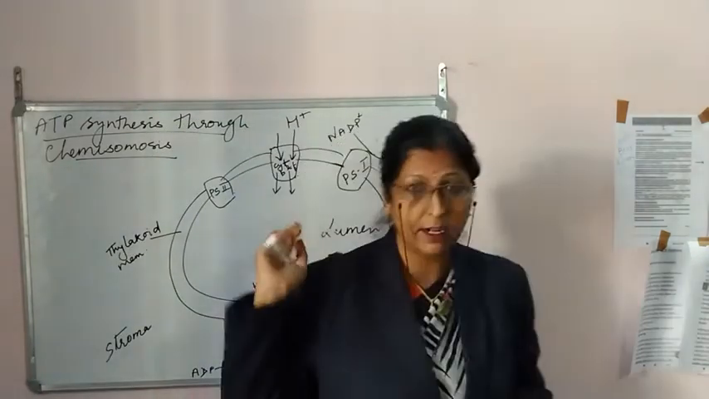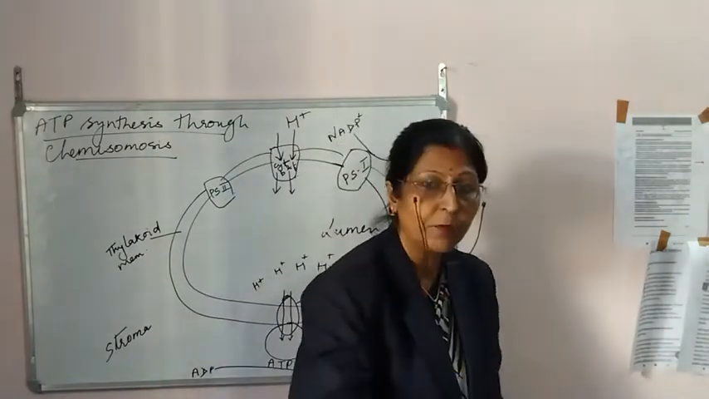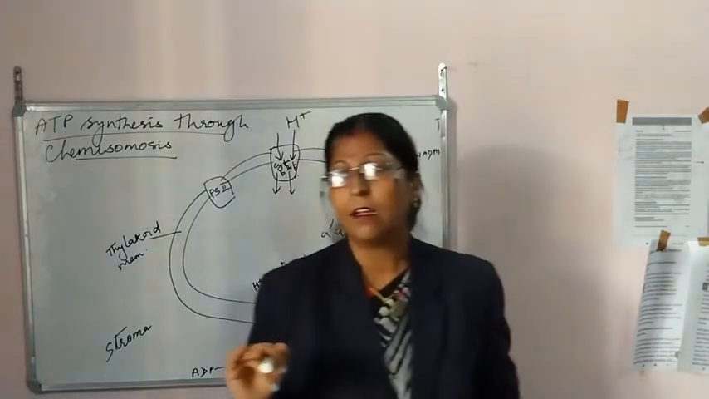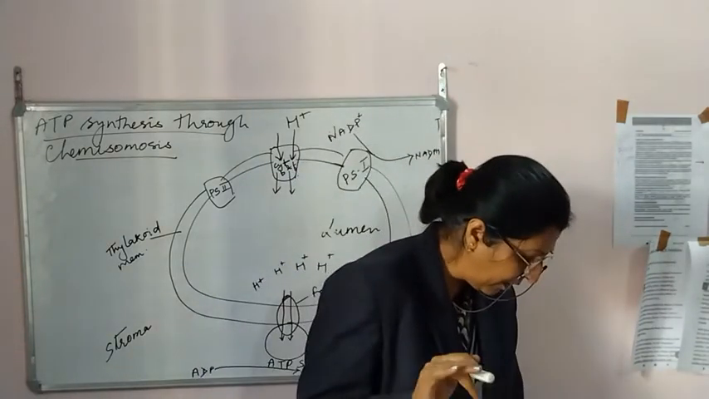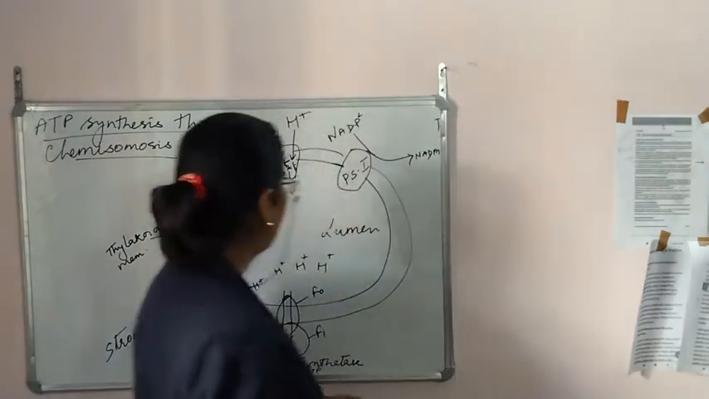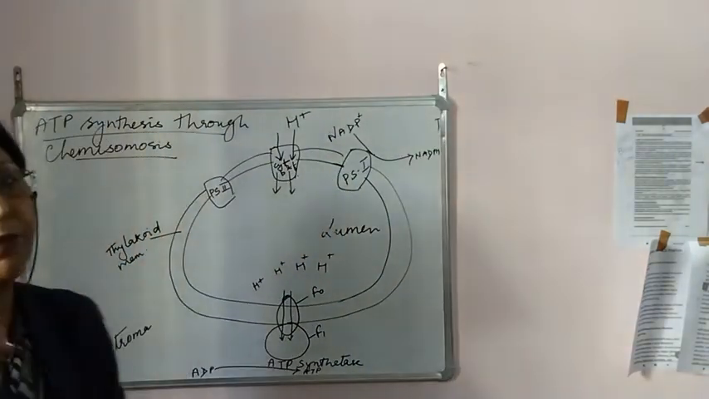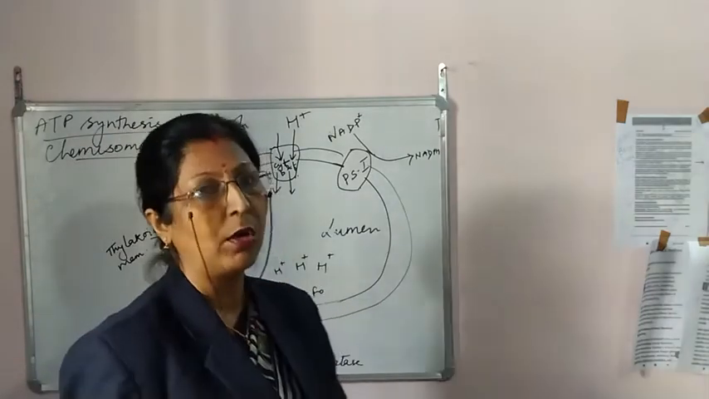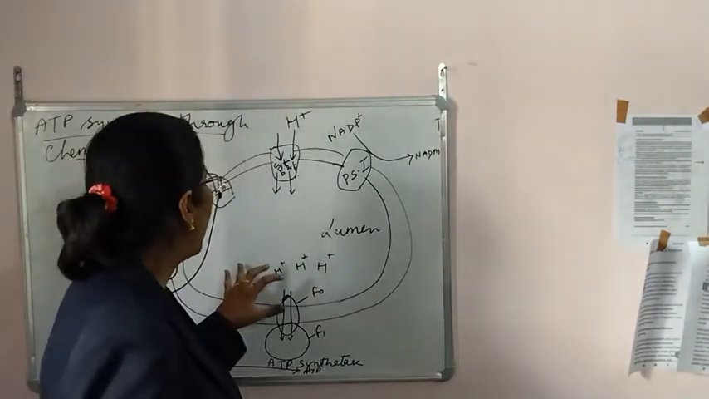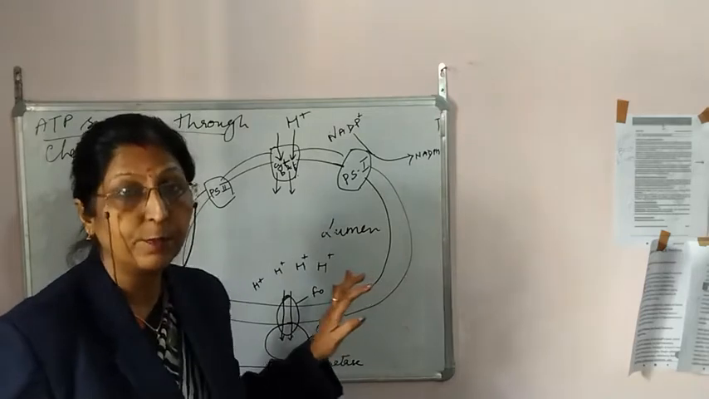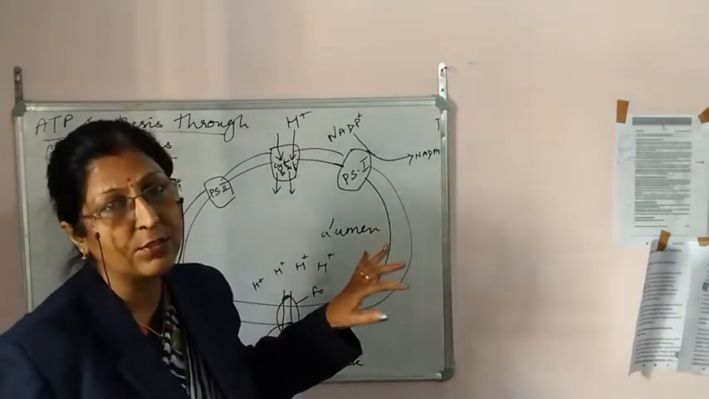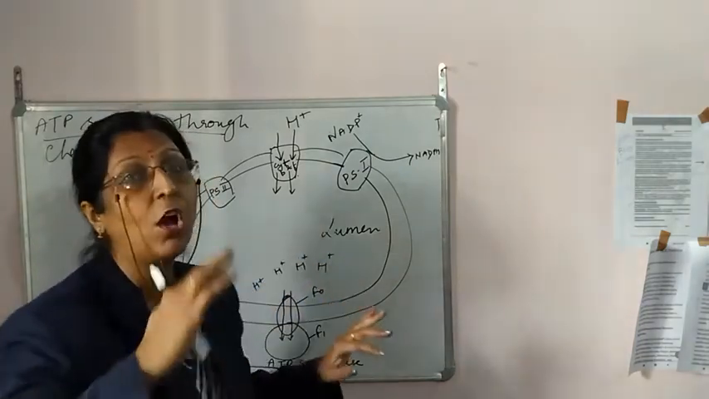I'll try and come back again to the blackboard. Now if you have your textbook, you can open it over there. What it says is that there has to be a proton gradient across a membrane. Now what is a proton gradient? If you remember, when we did splitting of water, we had hydrogen ions, that is protons. And over here, when ATP synthesis has to take place, the proton gradient has to be there.